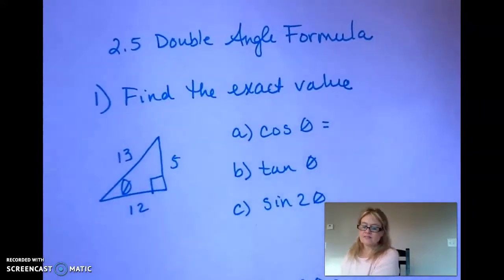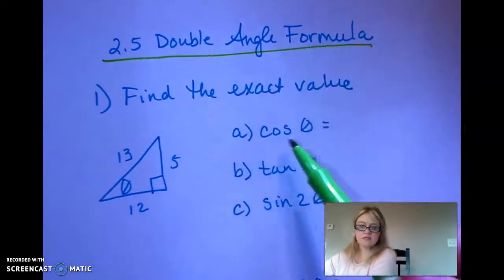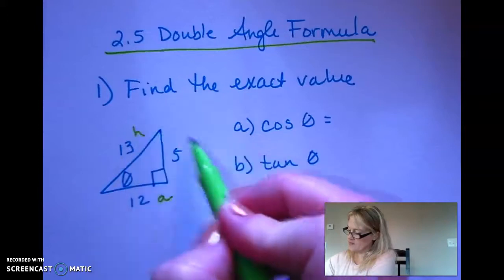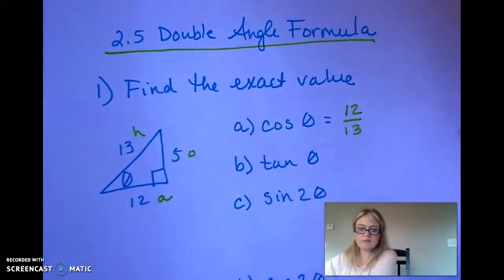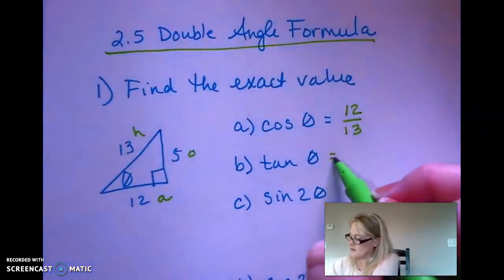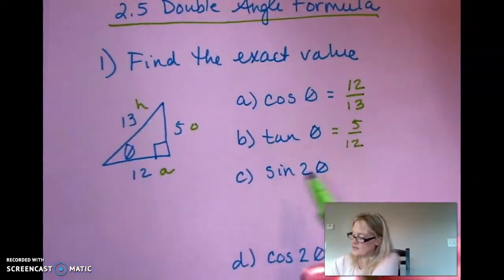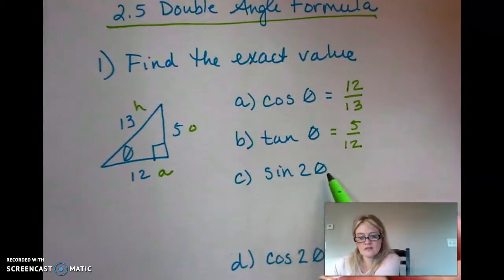find the exact value. Well, we know how to find the exact value of cosine. Cosine is adjacent over hypotenuse. So the cosine is 12 over 13. We've been doing that forever, right? Tangent is TOA, so opposite over adjacent.